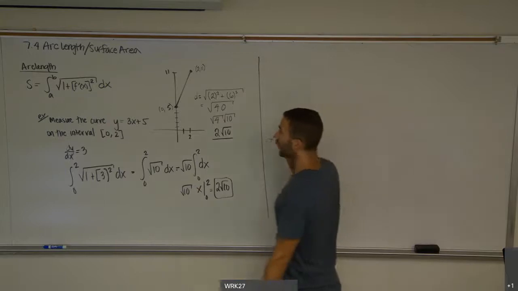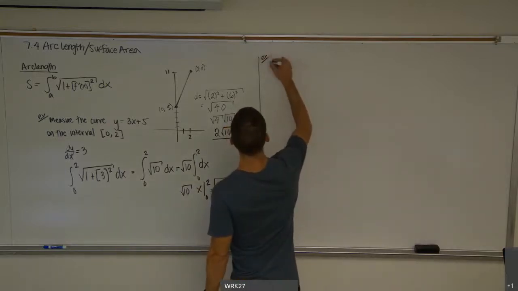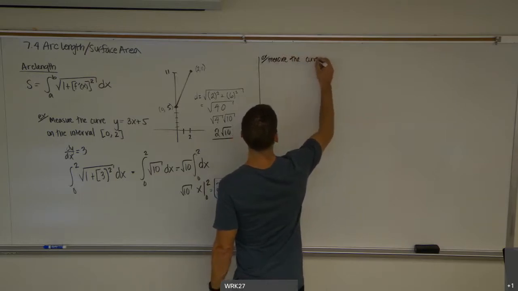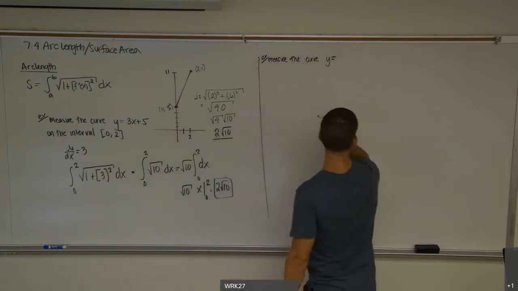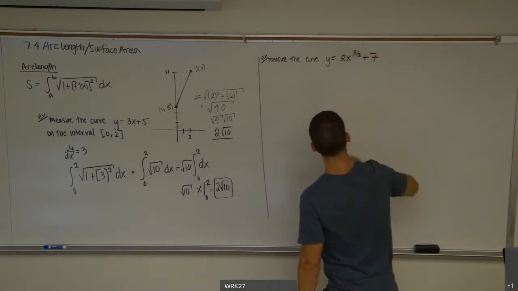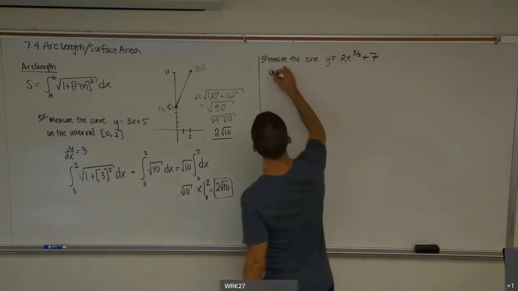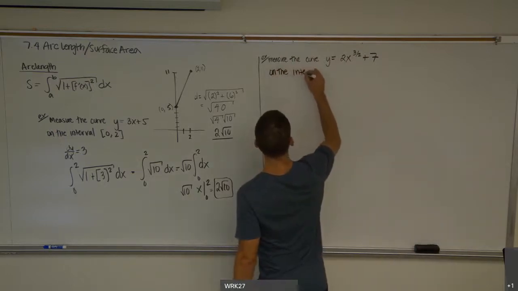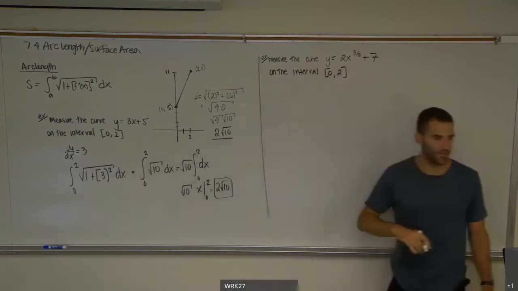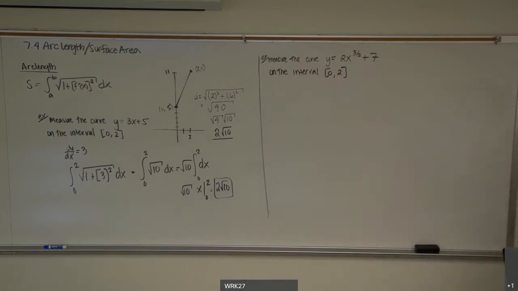And so let's do a little more complicated of an example, where now we will measure the curve y equals 2x to the 3/2 plus 7 on the interval 0 to 2. We'll do 0 to 2 again, but a different curve. Now, first, this curve looks really complicated because of the fractional exponent, but what you're going to see is actually it makes it quite nice when we use this arclength formula.